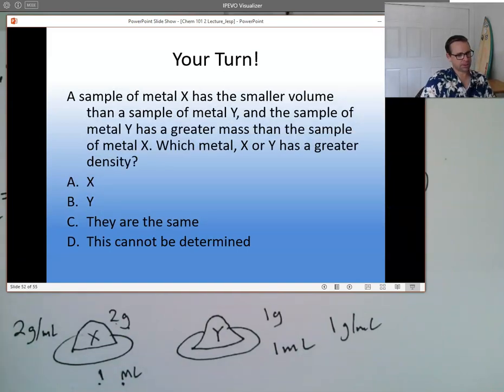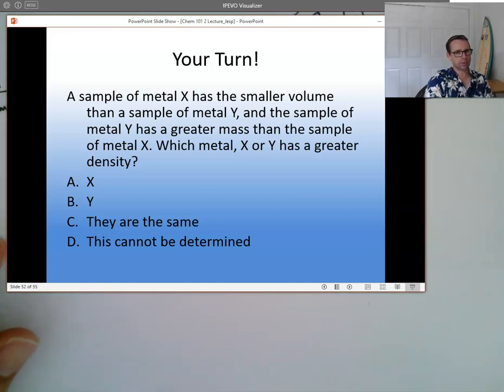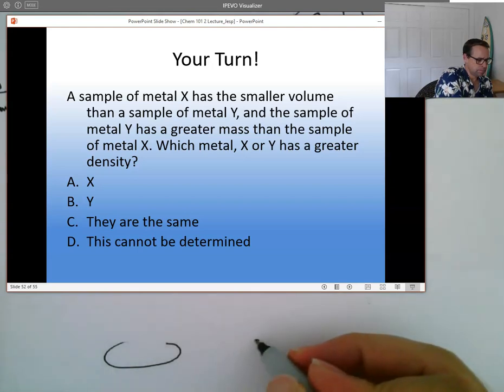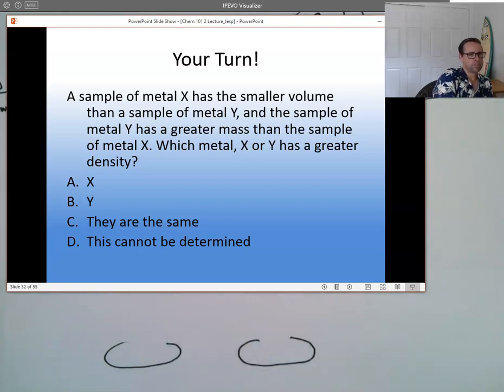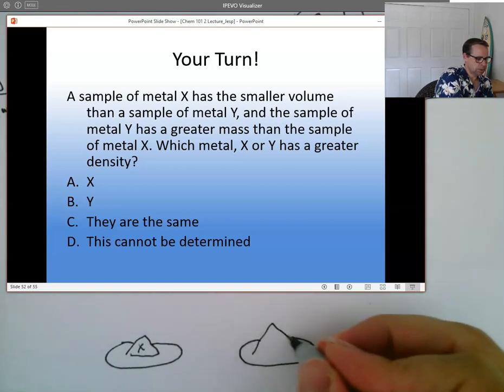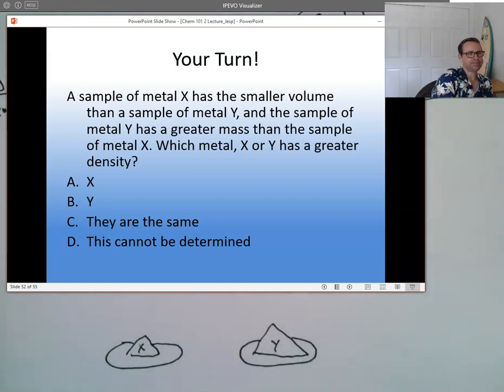Here's a third one. It's different too. Read through it for us. The sample of metal X has a smaller volume than a sample of metal Y, and the sample of metal Y has a greater mass than the sample of metal X. Which metal, X or Y, has a greater density? Which one has a greater volume? Y. The sample of X has a smaller volume. So here's X and here's Y. Who has a greater mass? Y has a greater mass.